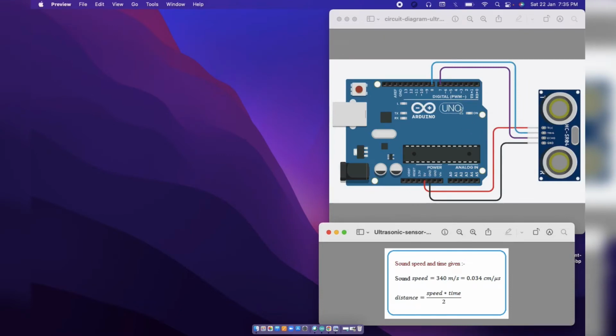You can see this picture of how we are going to connect our ultrasonic sensor to the Arduino Uno. The first one is VCC, which is connected to 5 volt. The second one is the trigger input pin. You can take any digital pin. As per the picture, the trigger pin is given to 8 and the echo pin is given to 7, and the ground pin is given to ground.